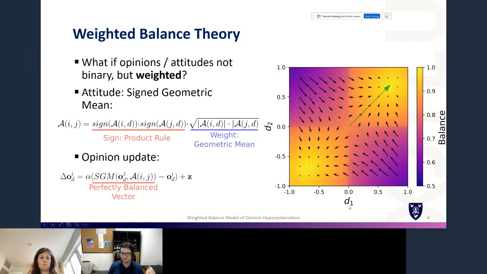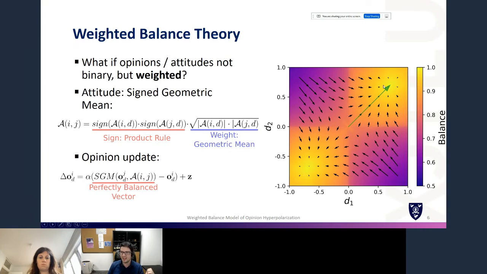So here we have two opinion dimensions. Again, think gay marriage and cannabis legalization. One agent's opinion vector would be represented as this green arrow here. So this agent is quite in favor of both of these issues. And the black arrows show how agents located at other positions in this opinion space would change their opinion if they were to interact with this green arrow agent.